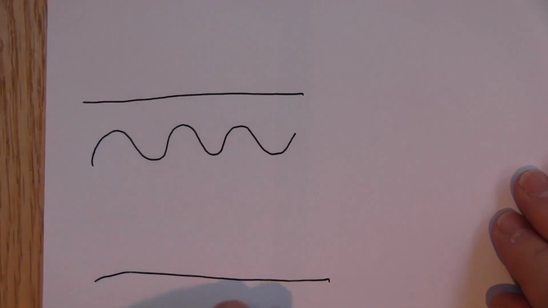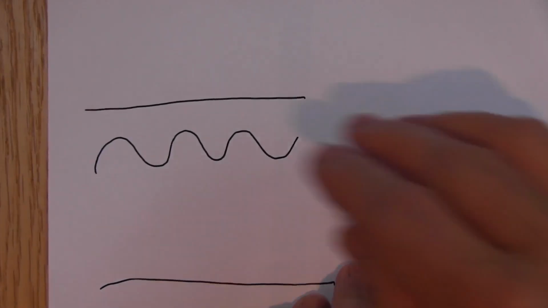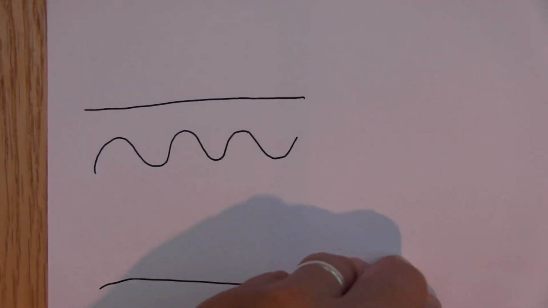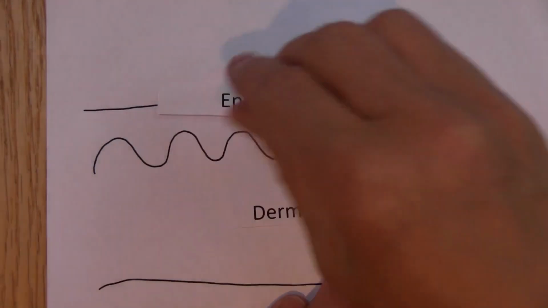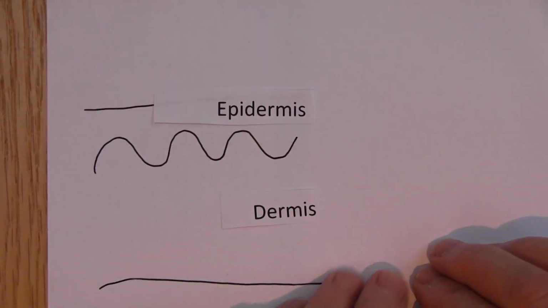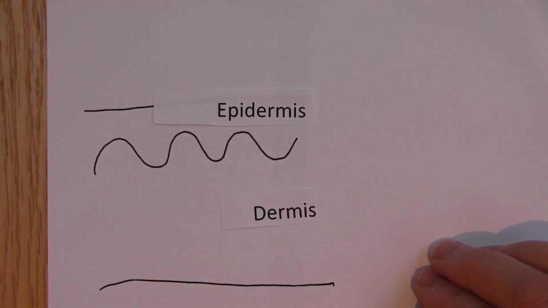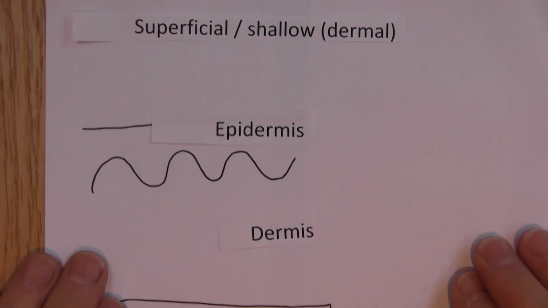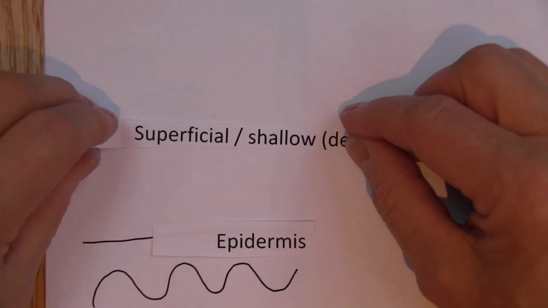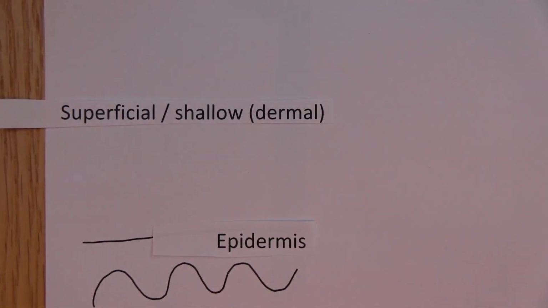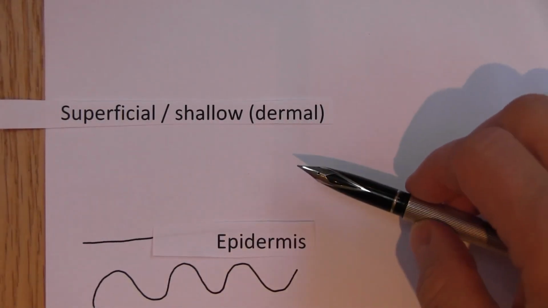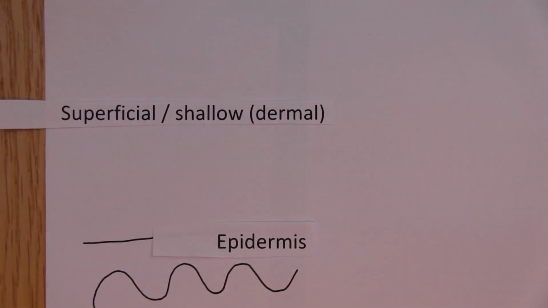So as usual here we have the diagram of the skin to orientate ourselves. We have the dermis here and the epidermis on top. And we're talking about these burns which are superficial dermal. Now actually this term's slightly confusing. Superficial, we tend to think of superficial burns affecting the epidermis. So really the better term here is shallow dermal. They're affecting the top part of the dermis.